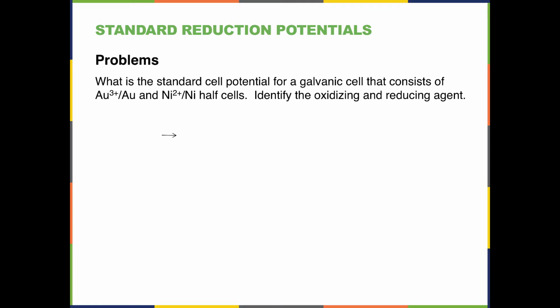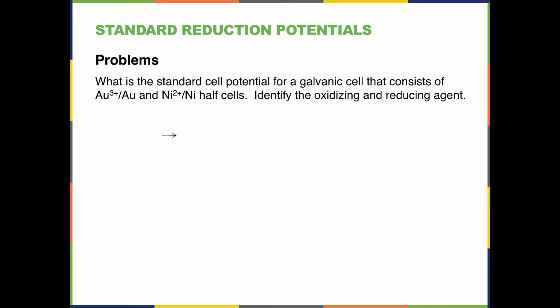So let's look at a couple of problems, and we're going to finish the lecture pretty early this week. You have some homework that has to do with writing the cell notation, and also doing some of these problems. So what is the standard cell potential for a galvanic cell that consists of gold being reduced? Well, wait a minute, we have to write it down first.